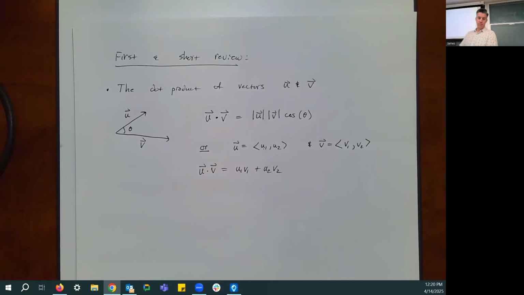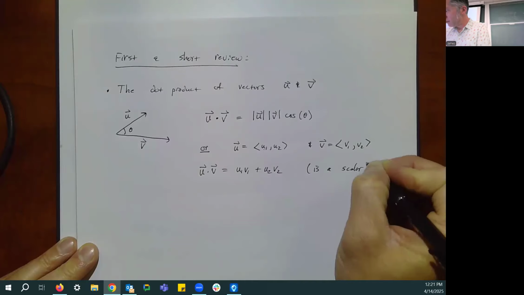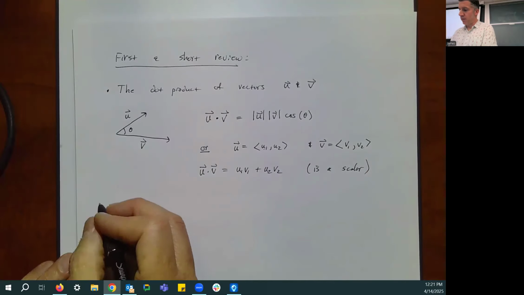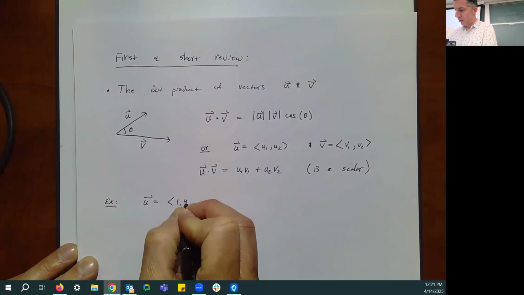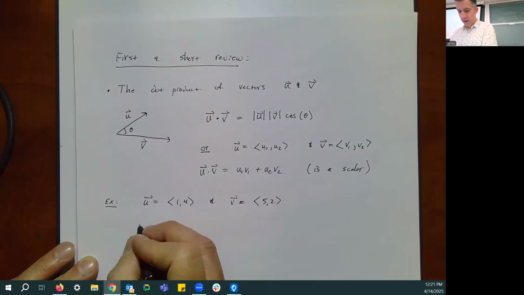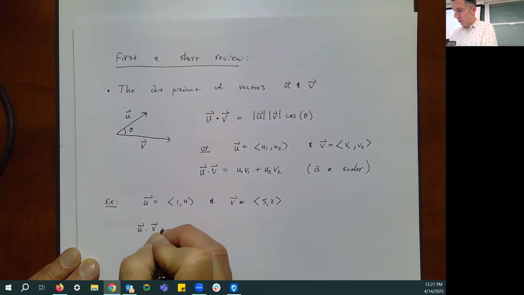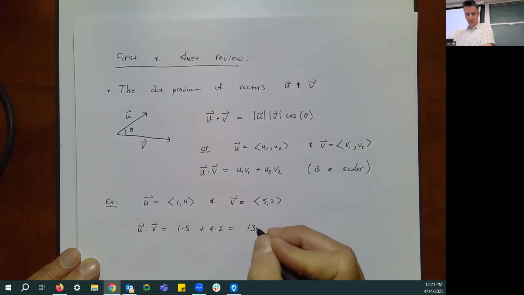Want to point out when you dot two vectors together, you don't get a vector as the output. You get just a number, also called a scalar. So u dot v is a scalar. For example, if my vectors were u equal to 1, 4, and v equal to 5, 2, then the dot product of u and v would equal 1 times 5 plus 4 times 2, which is 5 plus 8, which is 13.